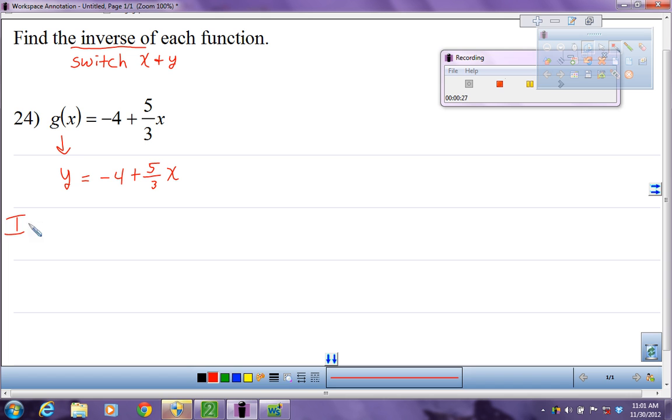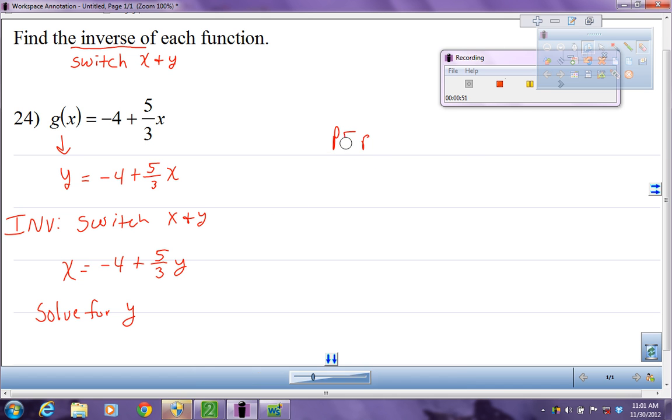So to find the inverse equation, our first step is to switch x and y. So wherever I see the y, I'm going to change it to an x. Wherever I see the x, I'm going to change it to y. And then I'm going to solve for y. And when you're ready to solve for y, you are undoing.